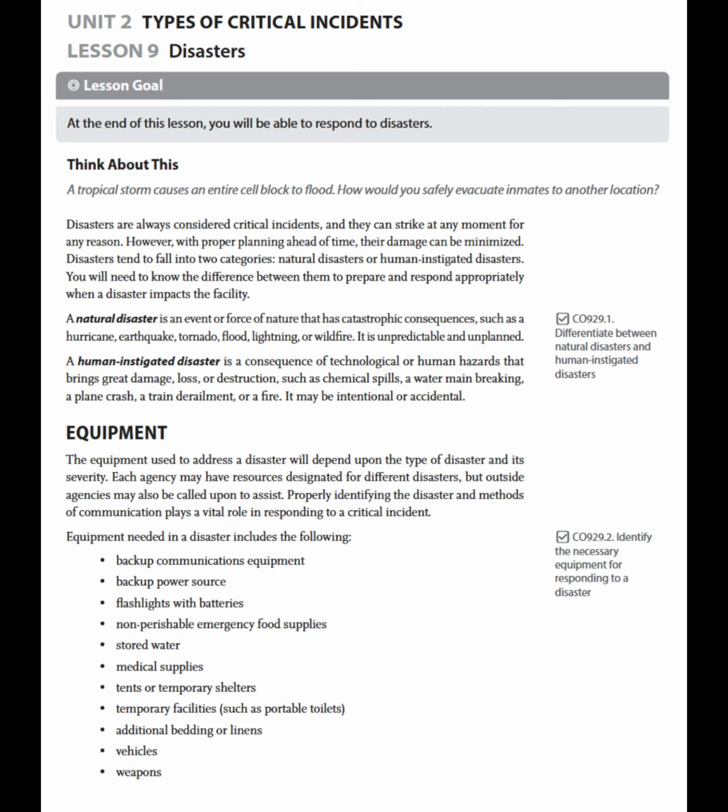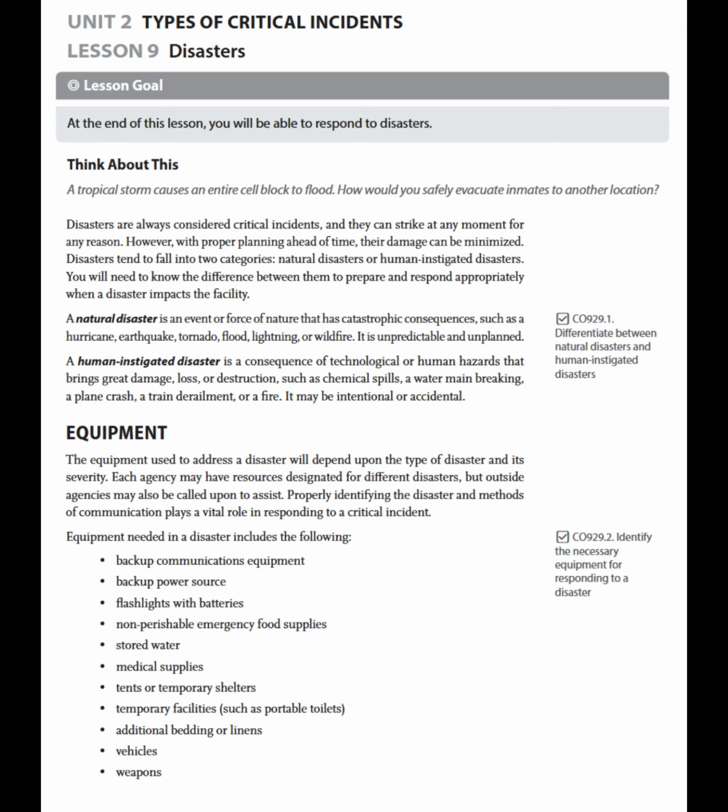Disasters are always considered critical incidents, and they can strike at any moment for any reason. However, with proper planning ahead of time, their damage can be minimized. Disasters tend to fall into two categories: natural disasters or human-instigated disasters. You will need to know the difference between them to prepare and respond appropriately when a disaster impacts the facility. Differentiate between natural disasters and human-instigated disasters.